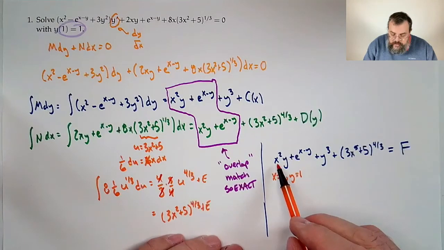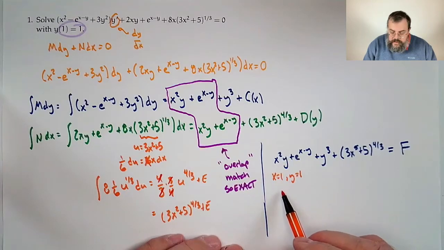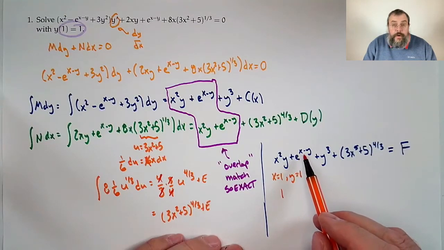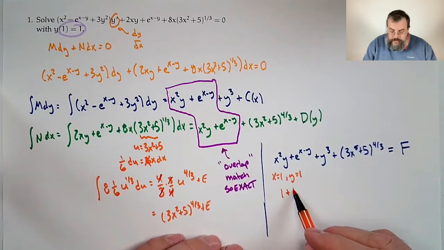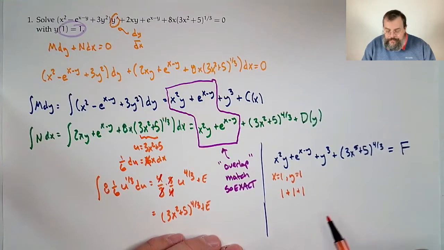So we're going to get 1 squared times 1, which is 1. e to the 1 minus 1, it's e to the 0. Well, e to the 0 is 1. 1 cubed is 1. I'm picking a theme here. All right.